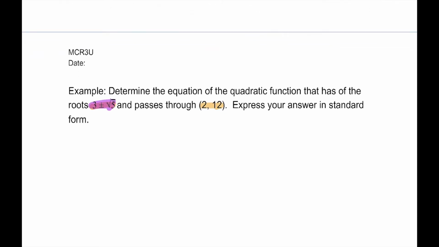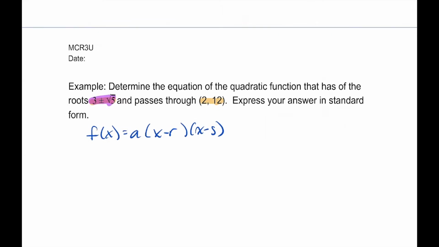Well, because we're told that it's roots, we just start off in factor form. So here we go, f of x is equal to a times x minus r times x minus s. Because we don't know what a is, let's start writing in the roots. Because we wrote plus or minus, it looks like it might be one root. Don't get tricked by that. Really, it's two roots. I'm going to write it out explicitly. One is 3 plus root 5, and the other one is 3 minus root 5.